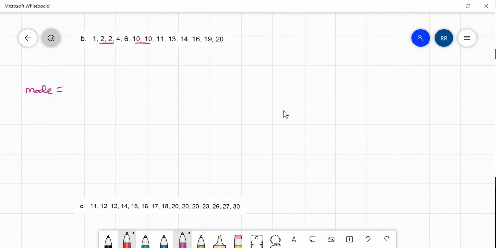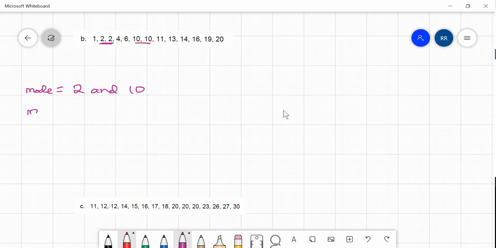Be very careful, guys. Here you don't divide these two numbers. Because we have the same frequency for 2 and 10, the mode is 2 and 10. It's not 2 plus 10 divided by 2, so be very careful with that. That is the mode.